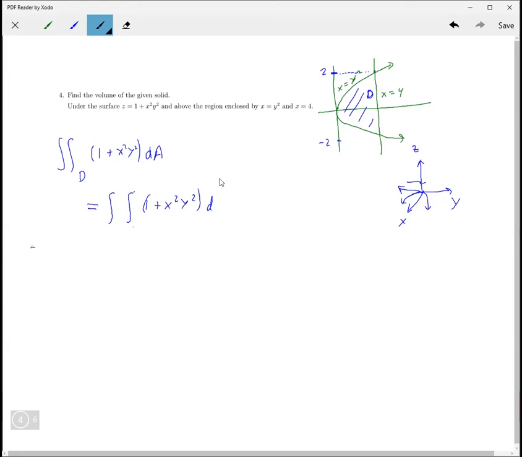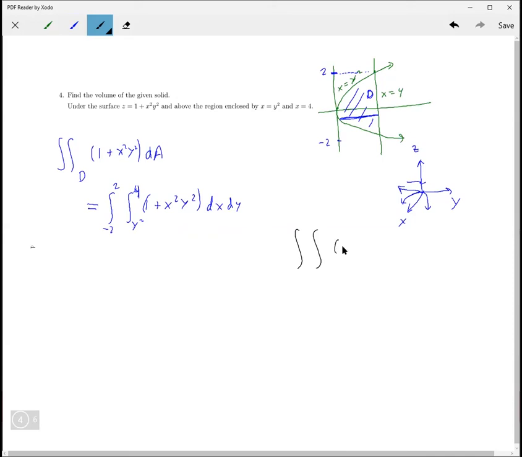Okay, so there's two options. Let me just show you. There's actually two options for this one. One of them, the most natural one, would be to integrate in X first, and then Y. With this one, you're looking at a horizontal slice like this. Then this side of it is X equals Y squared, so the lower limit is going to be Y squared. And this side is 4, so that upper limit is 4. And then Y goes from -2 to 2.